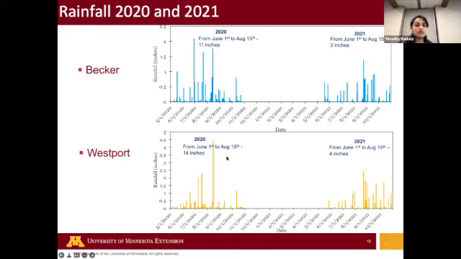I did some calculations from June 1st to August 15, which is a very water sensitive time for corn growth. In 2020, we got 11 inches of rainfall, whereas in 2021, we got only 3 inches at Becker. And at Westport, for the same time period, in 2020, we got 14 inches. In 2021, we got only 4 inches. So you can see how contrasting these years were, and that is also reflected in our results.